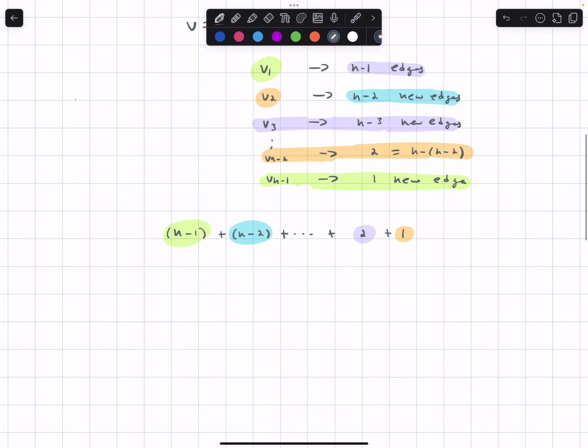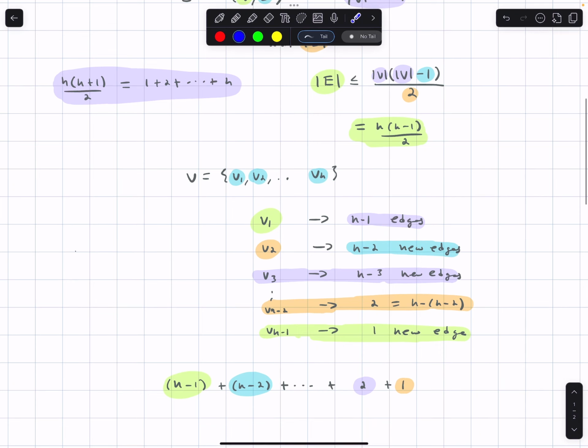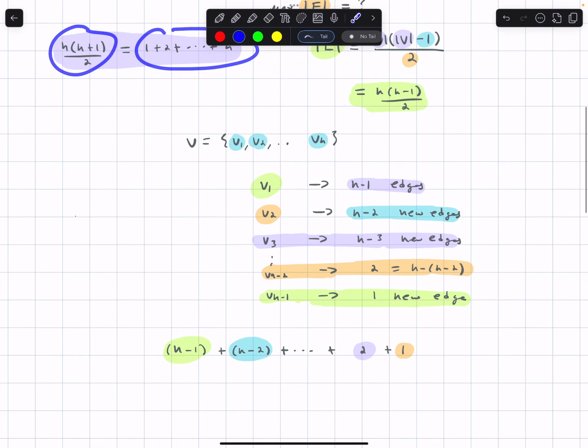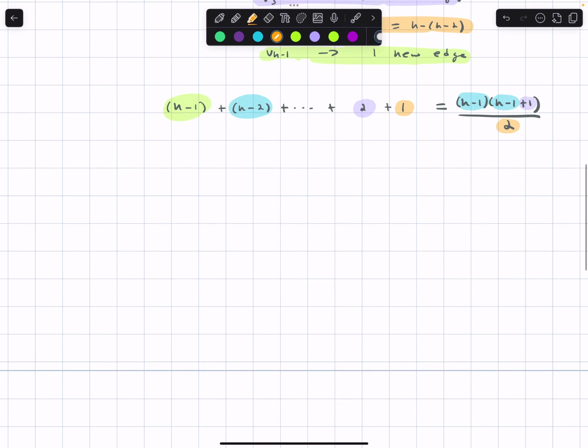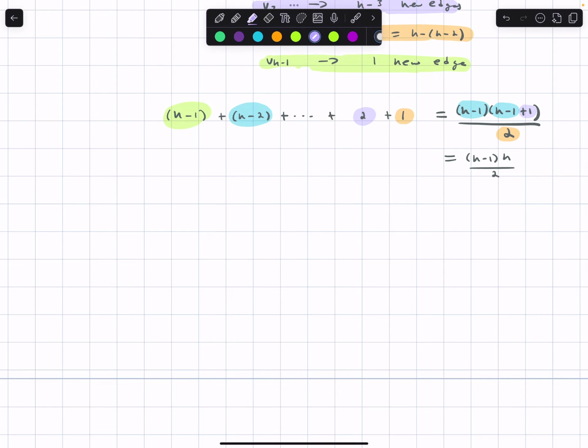And how many is this in total? Well, using our formula for the sum of the first n natural numbers, 1 plus 2 all the way through n is n times n plus 1 over 2. Applying that with n minus 1 instead of n, this is going to be equal to n minus 1 times n minus 1 plus 1 over 2. So we put n minus 1 in the place where the n would have gone when we were adding up the first n natural numbers. And n minus 1 plus 1 is, of course, n. So this is n minus 1 times n over 2. And so that is one way to prove it.